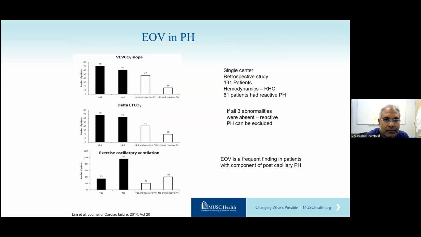ultimately all of this translating to the development of exercise oscillatory ventilation in patients. Now, specifically, when we look at it from a pulmonary hypertension standpoint, as you can see in a single center retrospective study of 131 patients, hemodynamics were obtained in 61 patients with reactive PH. If they have a high VE/VCO2 slope, if the end tidal CO2 is greater than 32 and exercise oscillatory ventilation is absent, then PH can be safely excluded. But exercise oscillatory ventilation is a frequent finding in patients with post-capillary pulmonary hypertension.